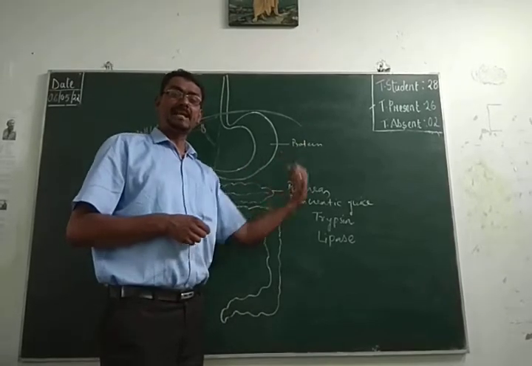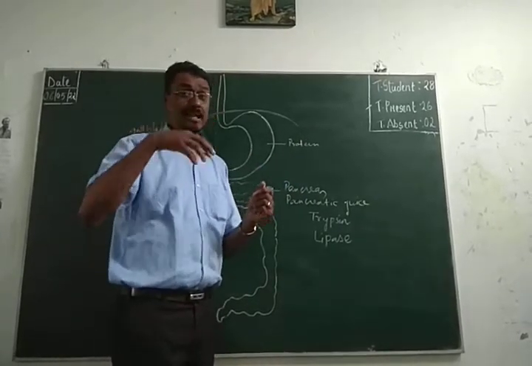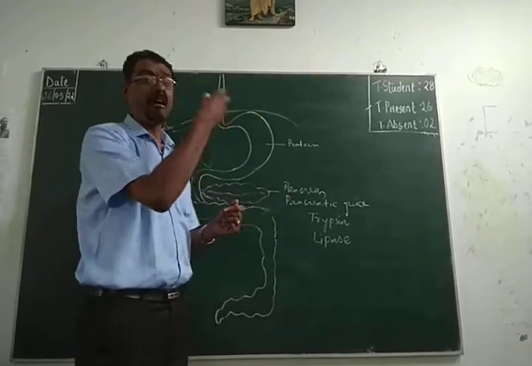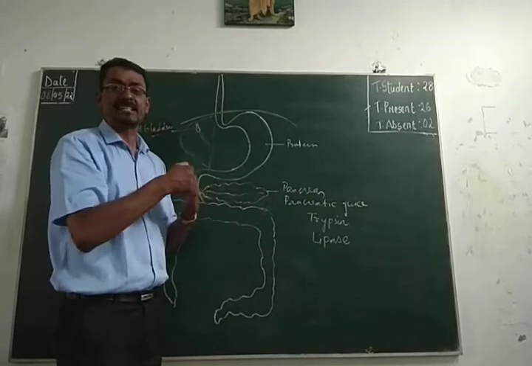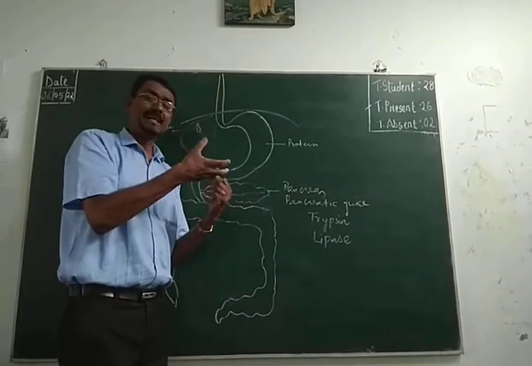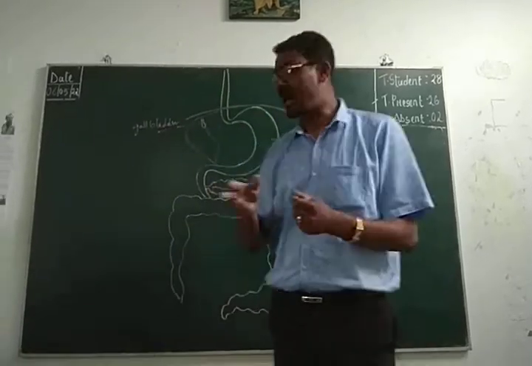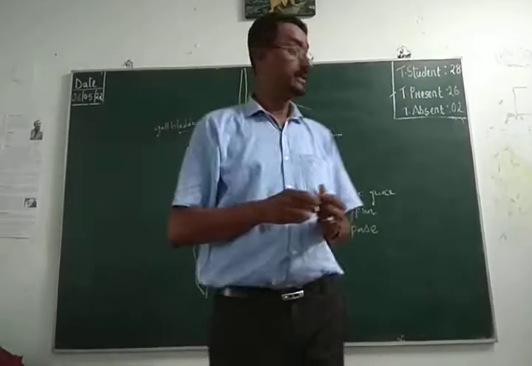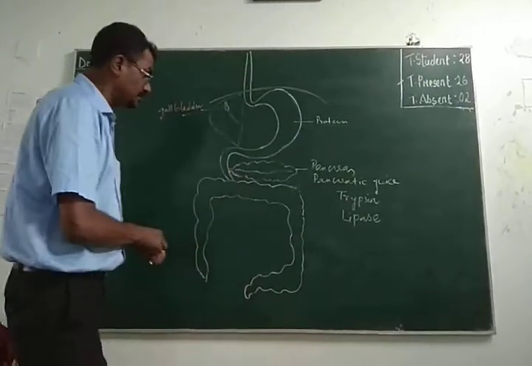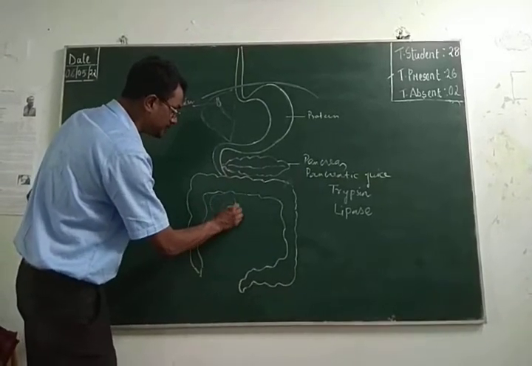Pancreas secretes pancreatic juice. Another thing you have to keep in mind. Food materials never enter liver or the pancreas to get digested. So what happens here? The secretion of liver and the secretion of the pancreas comes out. Where does it go? It goes to the small intestine. This one is the small intestine.